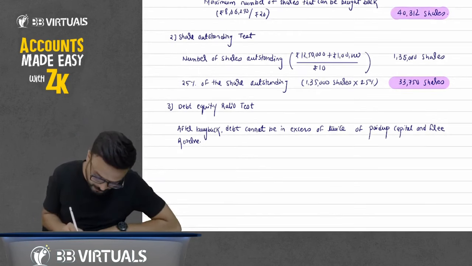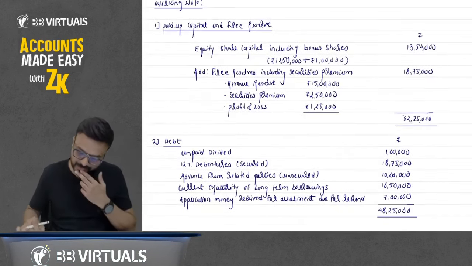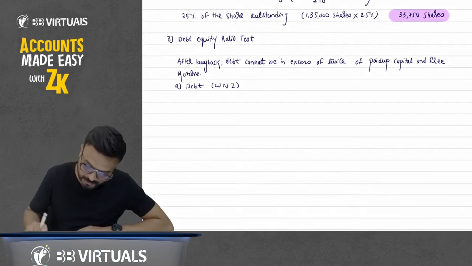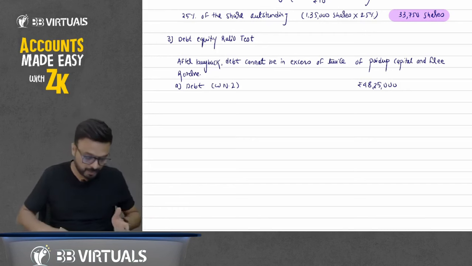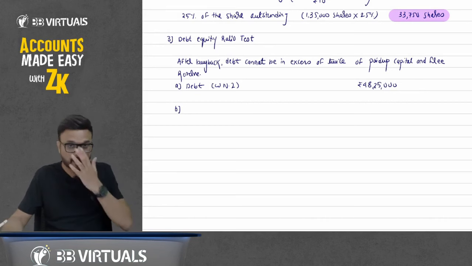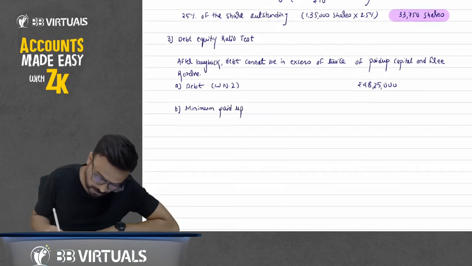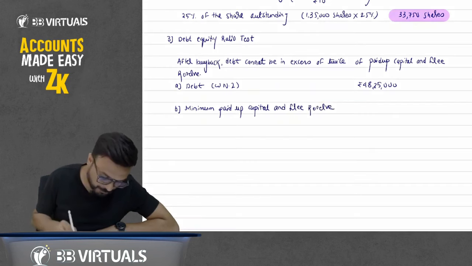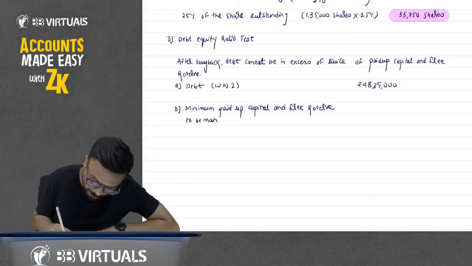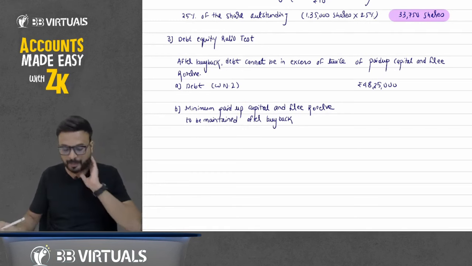So first, how much is the debt we have? First is debt. We are making a working note on debt, working note number 2. You can take the total from there. How much is it? It is 48,25,000. So 48,25,000 is the existing debt. Now, how much can we do after the buyback? Write down there: minimum paid up capital and free reserve to be maintained after buyback.